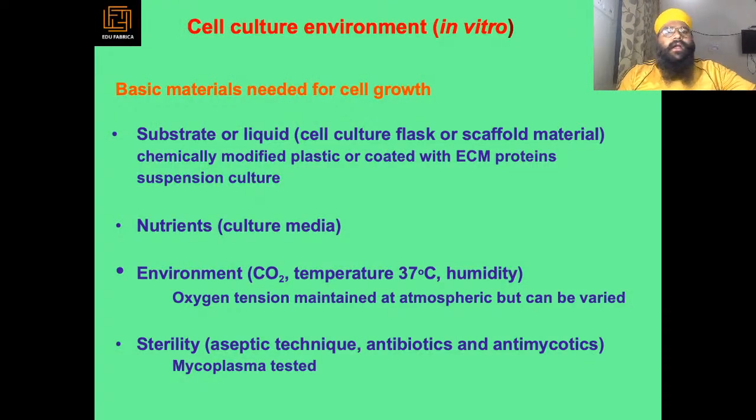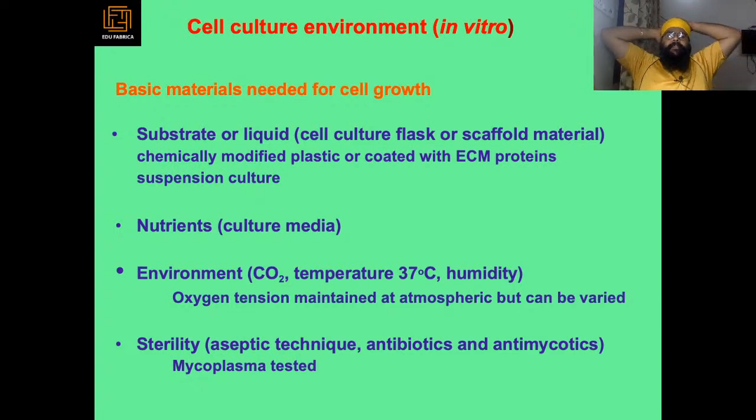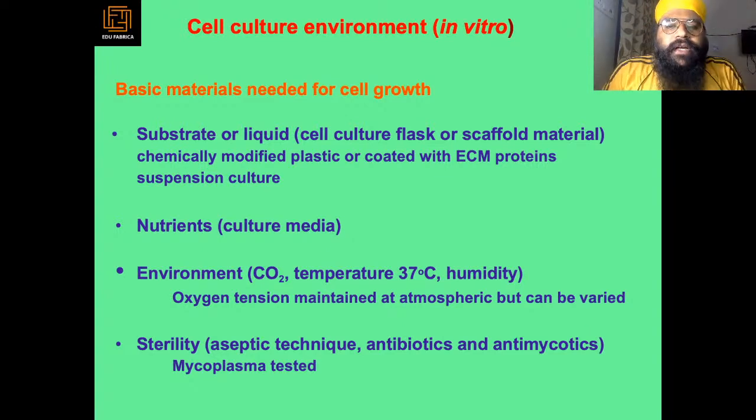Then the cell culture environment. What should the cell culture environment look like? A substrate or liquid, and nutrients, so it should contain culture media. Then the environment should have carbon dioxide, a temperature of 37 degrees Celsius, and humidity has to be taken care of. Oxygen tension is maintained at atmospheric but can be varied. And sterility: aseptic technique, antibiotics, and mycoplasma tested afterwards.